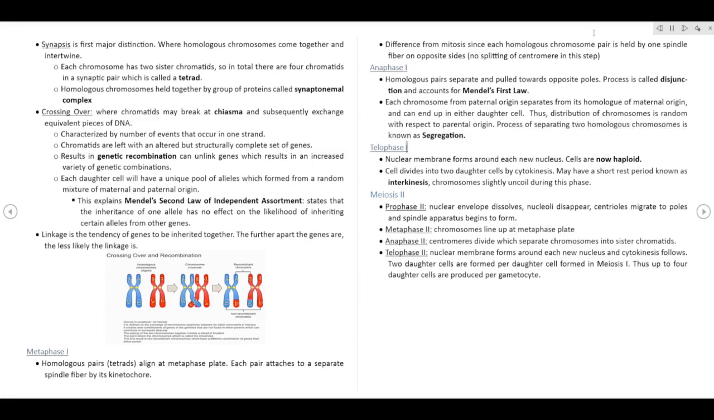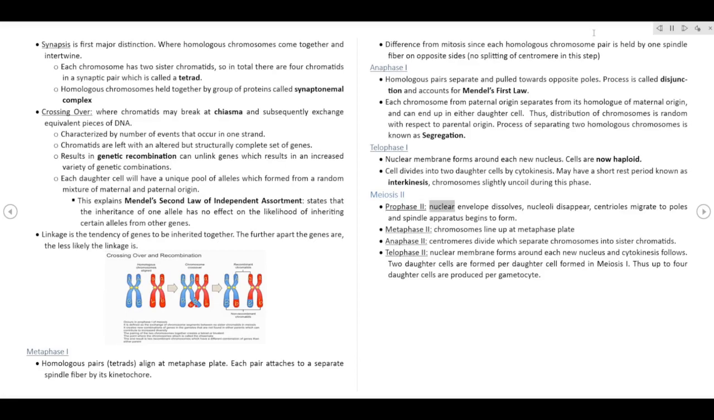Telophase I. A nuclear membrane forms around each new nucleus. Cells are now haploid. The cell divides into 2 daughter cells by cytokinesis. There may be a short rest period known as interkinesis, during which chromosomes slightly uncoil. Meiosis II.